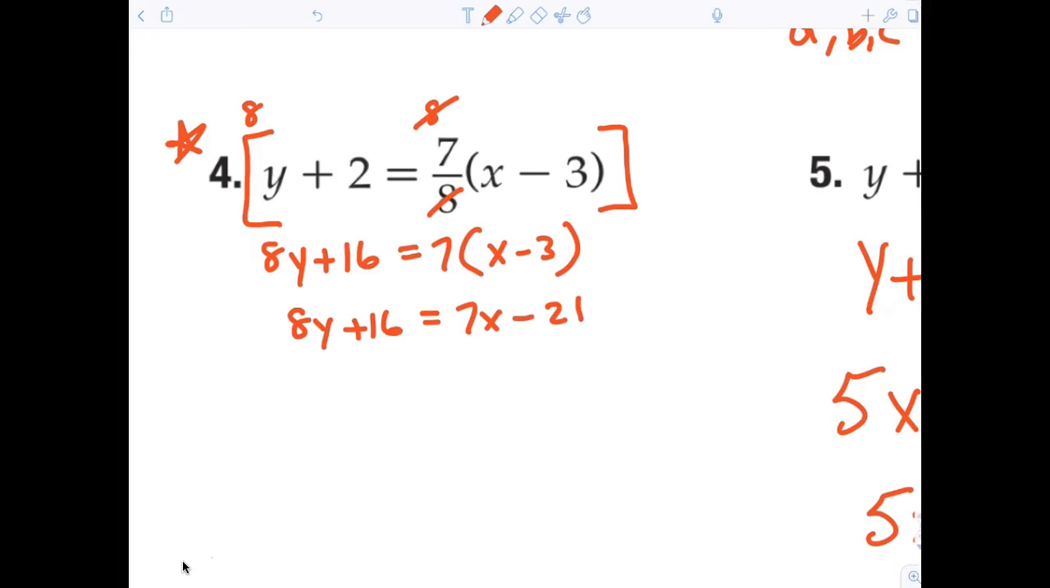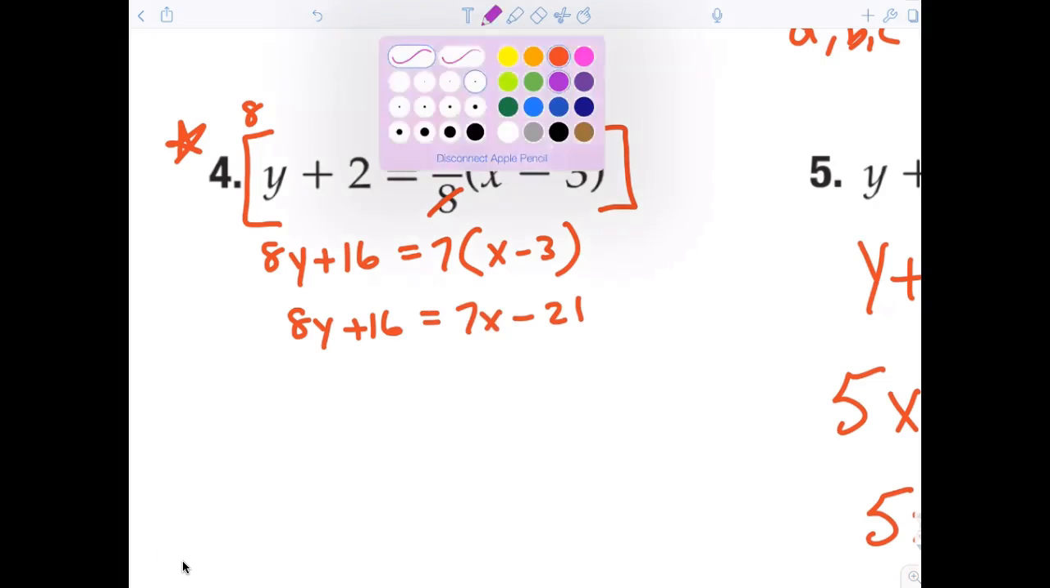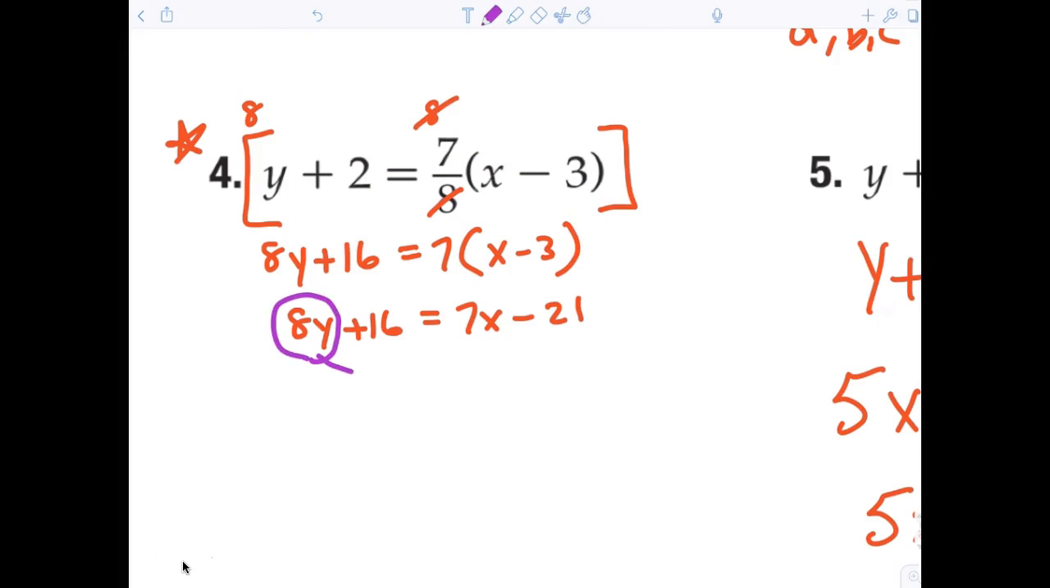All right, now I really need your attention here. The x must be positive, correct? The x must be positive. So should I move the x to the other side? No, because then it'll be negative. So what do I really want to do? I'm going to move the y. Brilliant. I'm going to move the y from this side to this side. And then I'm going to move the negative 21 to this side.